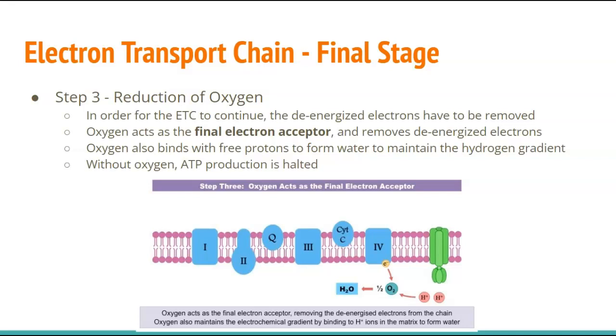If oxygen is not present, you cannot produce ATP. It is absolutely vital that oxygen is there to pick up these extra pieces, this de-energized electron and these hydrogen ions. If oxygen is not there to do that, the whole process is halted. And if you can't make ATP, why are you doing this, right? Because that's all we care about, really, is the production of ATP.